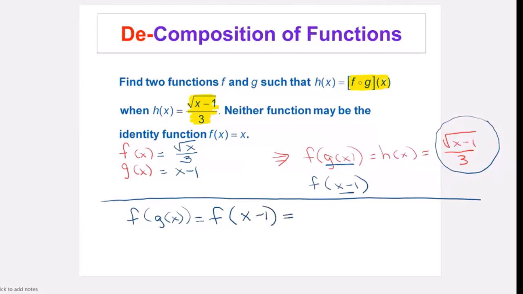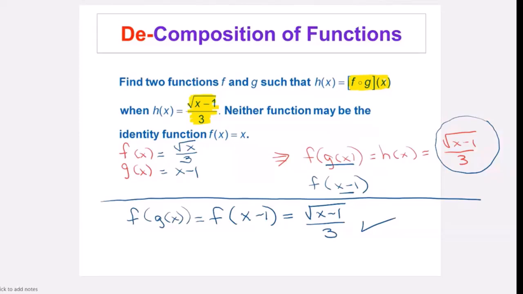So now I'm going to take x minus 1 and plug it in. Everywhere in f of x, there's an x. So I have the square root, x minus 1 divided by 3. That's what it was supposed to be.